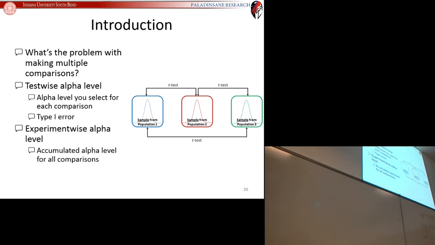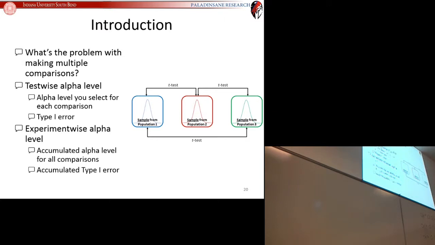And as you can see, so far, our test-wise alpha level has always been equal to our experiment-wise alpha level, because up until this point, we've only been doing one comparison. So the alpha level for each comparison was the accumulated alpha level for all comparisons, because we only had the one comparison. All right, so this accumulated type 1 error, that's what we want to control. That's what we want to keep at our selected alpha level.